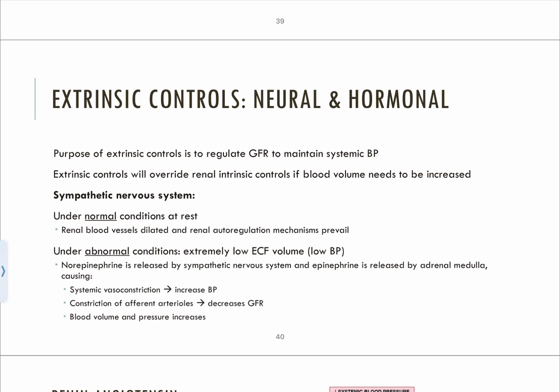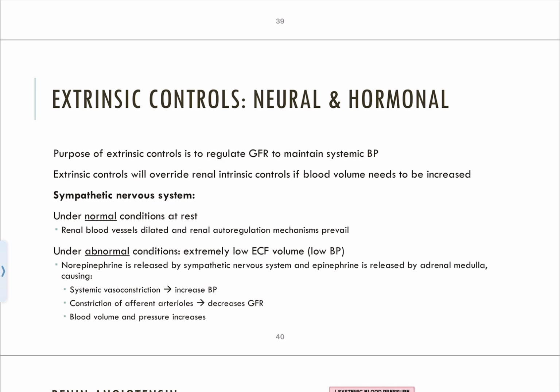But when the extracellular fluid volume is really, really low, so for example, if we're in hypovolemic shock or if we're hemorrhaging blood, then it's going to be necessary to shunt the blood to the vital organs, and the neural controls may override our autoregulatory mechanisms. So when blood pressure falls, what's going to be released by the sympathetic nerve fibers is norepinephrine. And norepinephrine is going to cause our vascular smooth muscle to constrict. This is going to increase the peripheral resistance, helping bring our blood pressure back up to normal.